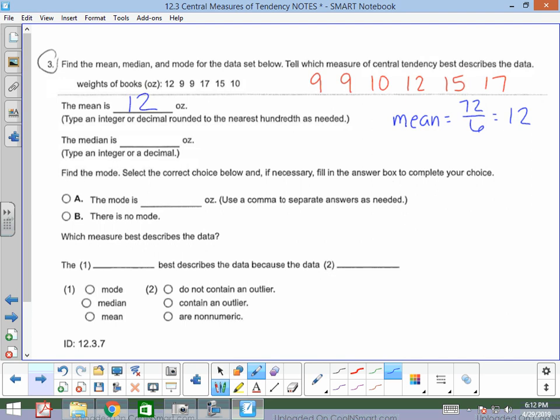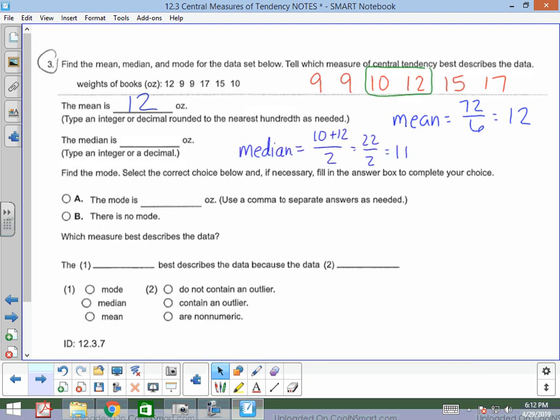The median, all right, we have 6 numbers, so that means there's 2 numbers in the middle, so that would be 10 and 12. So the median is adding 10 plus 12, divide by 2, and we get 11.